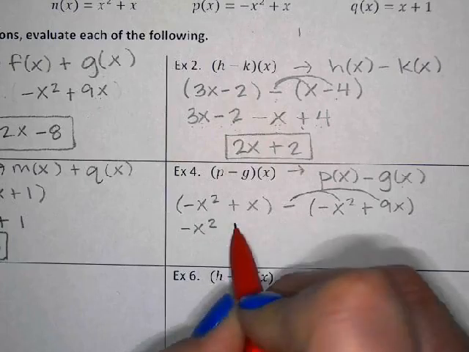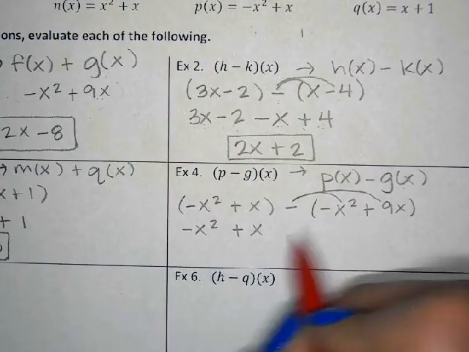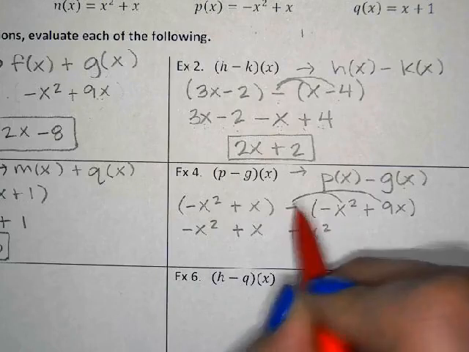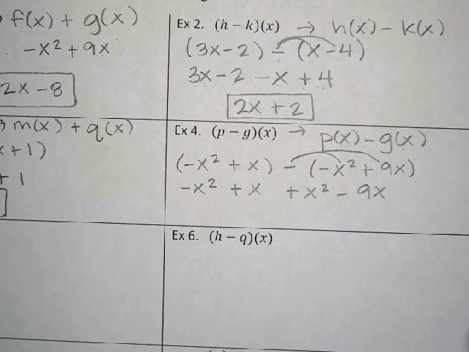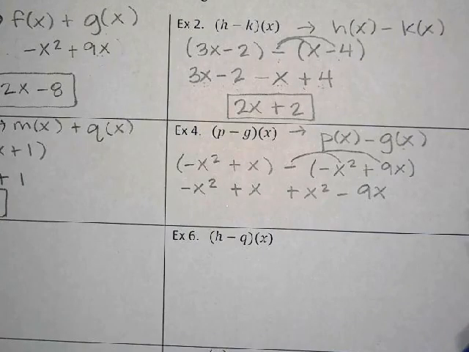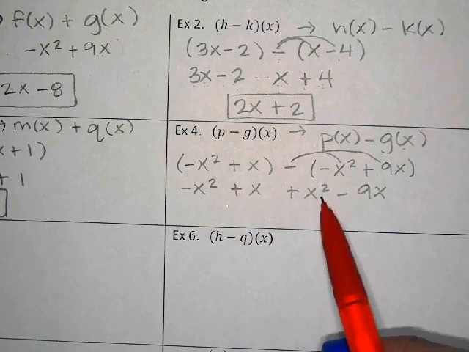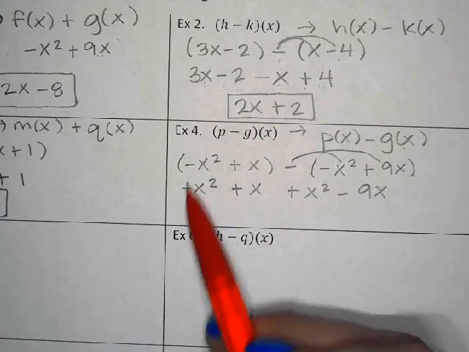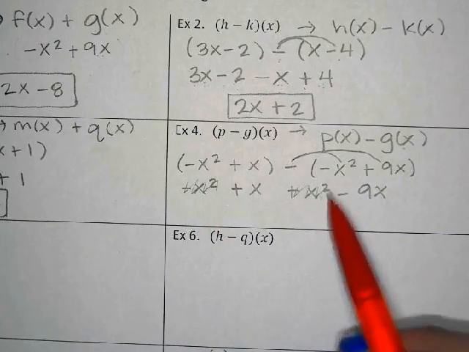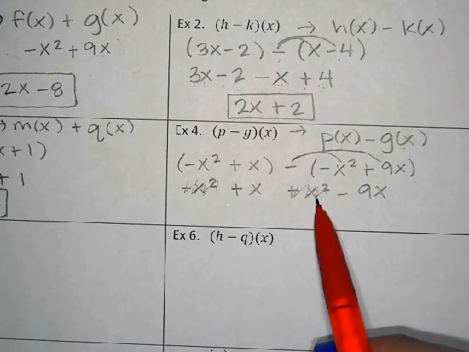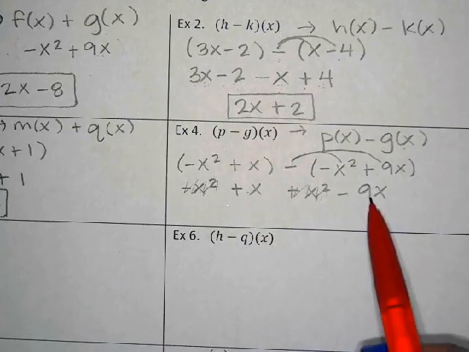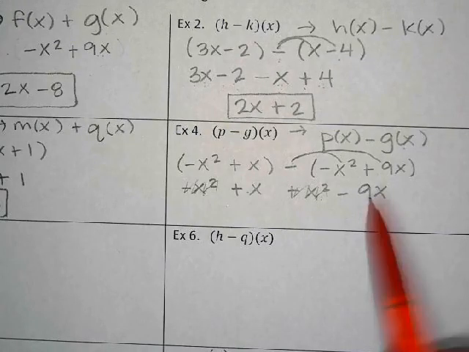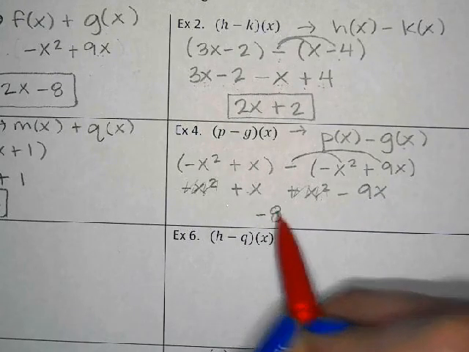Okay. Plus x squared minus 9x. And then you get x minus 9x. What happens with the x squareds? Yeah, these x squareds cancel out. We have a negative x squared and a positive x squared. We've got a positive 1x and a negative 9x. And that gives you a negative 8x. That's just the answer all by itself, yeah.